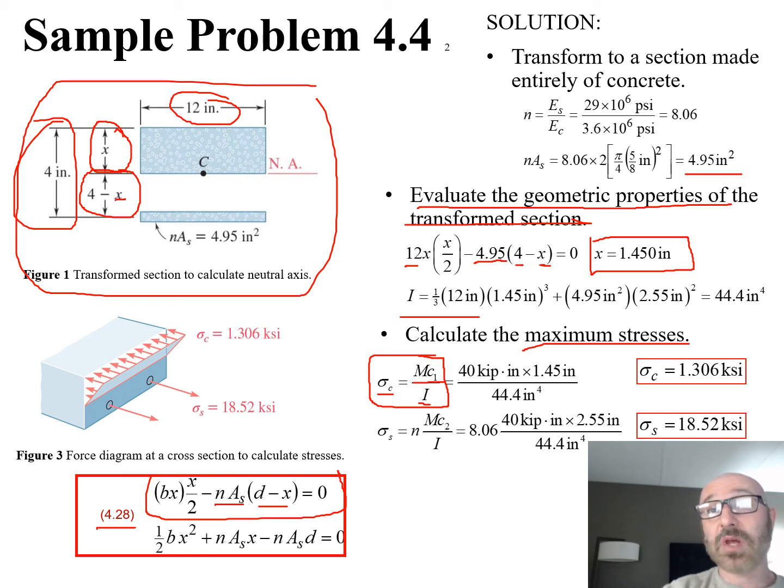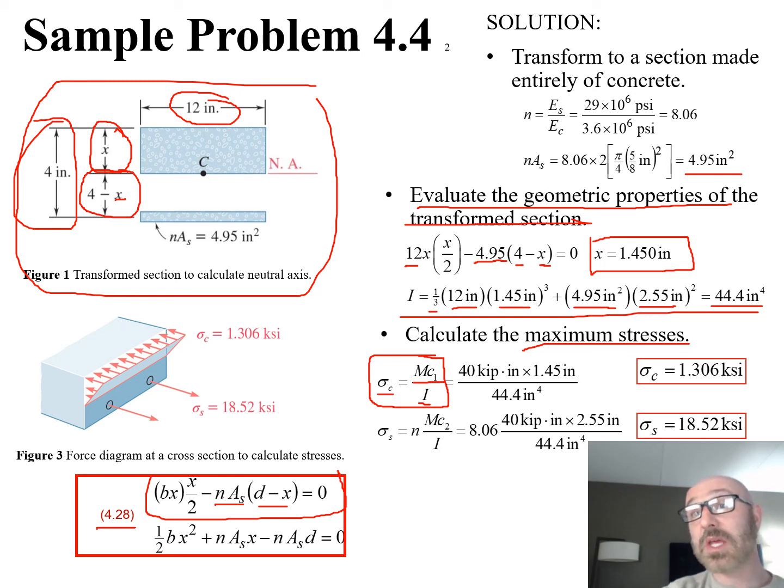We can look this up in the back of our book and come up with a value for I. We have this governing equation right here to solve for I. We have 1/3 our base times our height cubed, plus our A_s times n times our value of 2.55 inches squared, which, if we plug this in, is equal to 44.4 inches to the 4th. Do these units make sense? Yes, it should be in inches to the 4th.